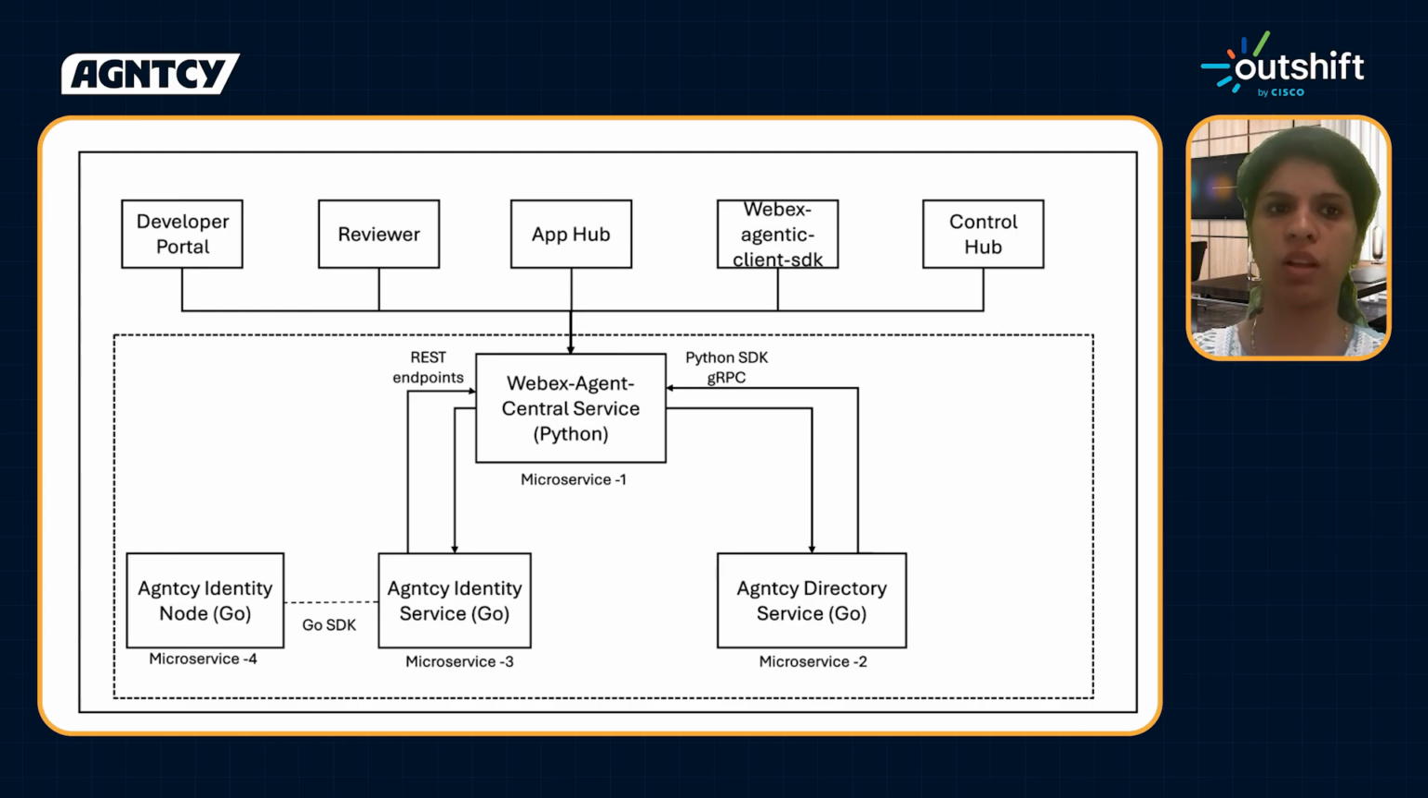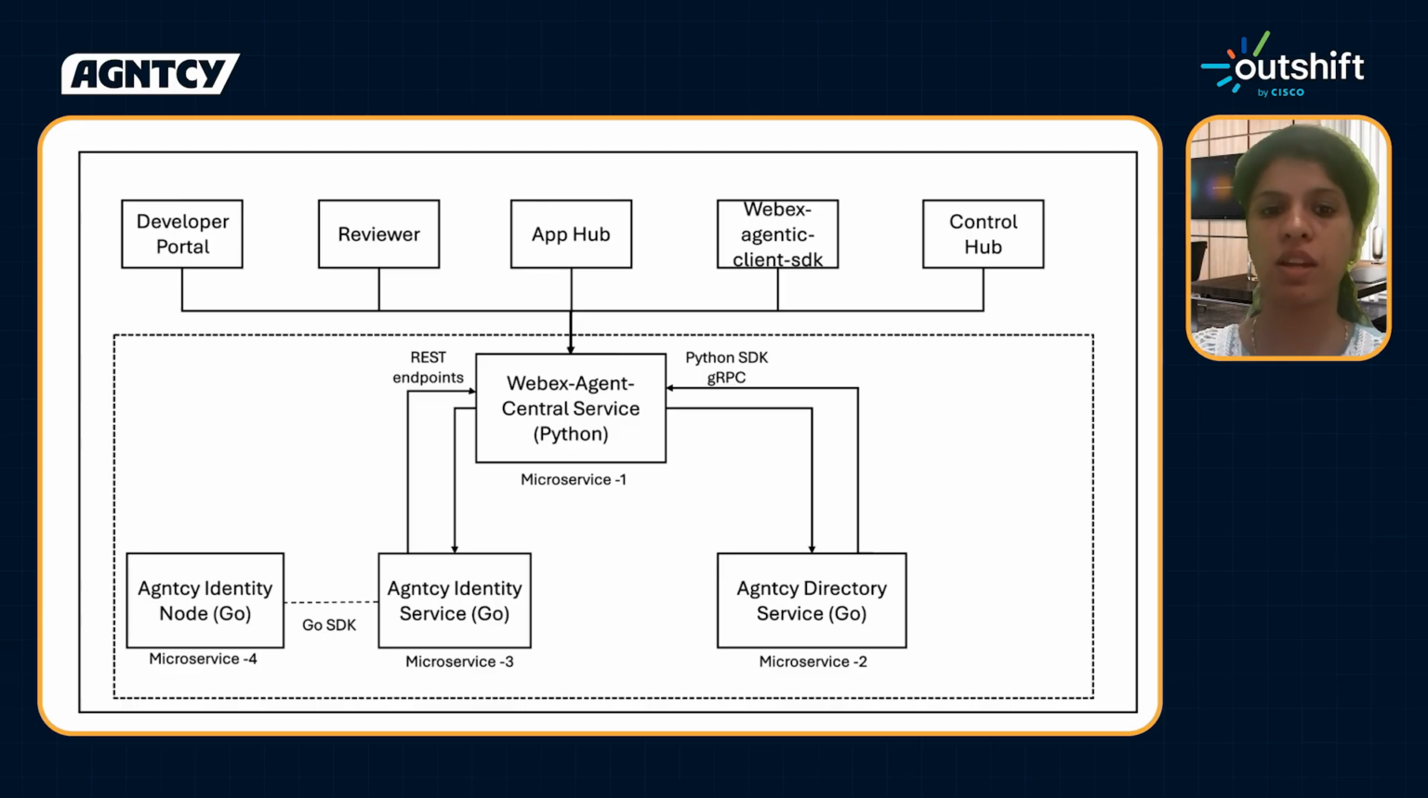So let's start with the developer portal. Once all the information and the metadata is entered, it interacts with the agent central services, which interacts with the agency directory service to store all that information about the MCP server. Now, once the app review comes, it checks and validates all this information in the agency directory service, and based on that assigns a badge to that particular MCP server.